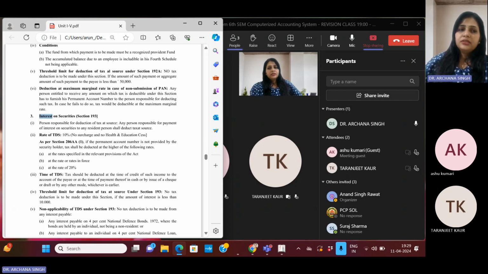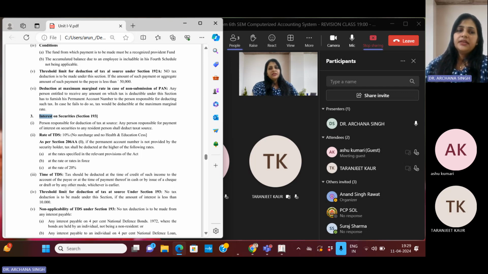Okay, then fifth is the threshold limit for deduction of tax at source under section 192A. Up to this limit no tax deduction is made under this section: if the amount of such payment, or the aggregate amount of payments to the payee, is less than 50,000. Then no tax deduction will be made under the section.